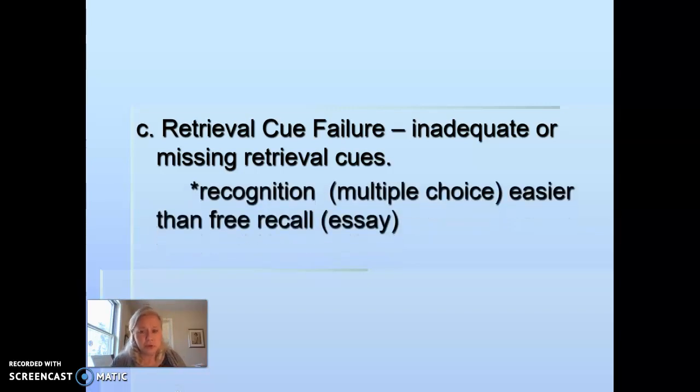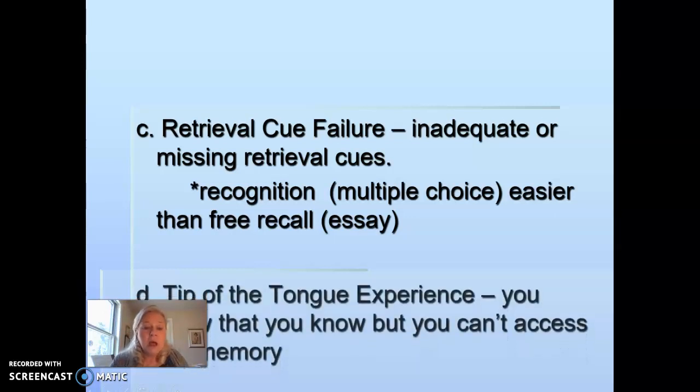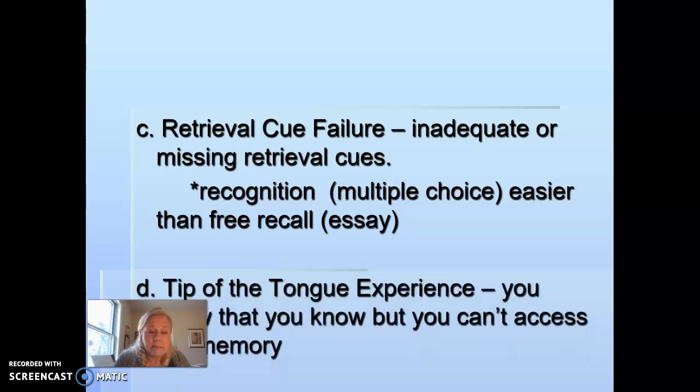Recognition, multiple choice tests are generally thought to be easier than free recall tests because with multiple choice tests, you're matching an answer with something already in your memory. And that's why for a lot of people, if we do an FRQ, it's a good idea to do the multiple choice test first, because that's going to act as a retrieval cue for you before you do the FRQ. The other phenomenon that happens is something called the tip of the tongue experience.